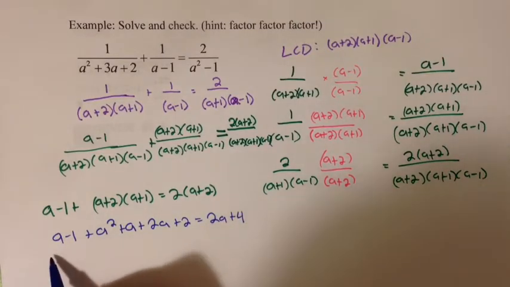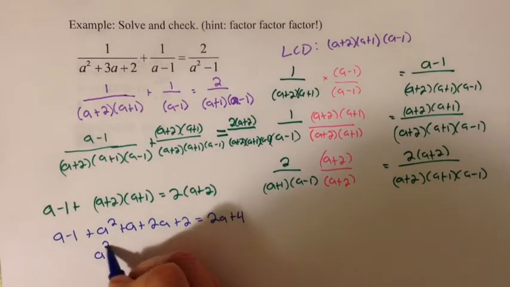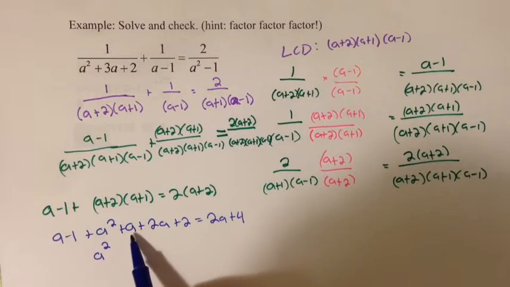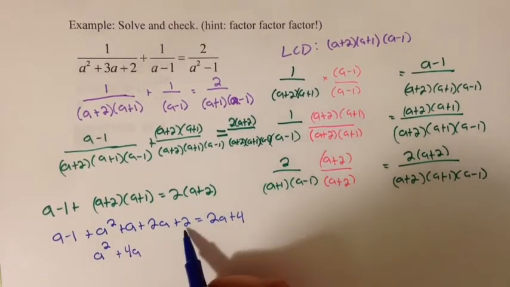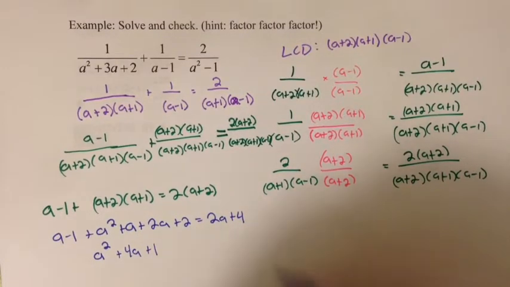Now I'm going to combine like terms and clean this up a little bit. On my left-hand side, I only have the 1a squared, and then it looks like I have 1, 2, 3, 4 a's, so plus 4a, and a minus 1 and a plus 2 for a plus 1. This equals 2a plus 4.